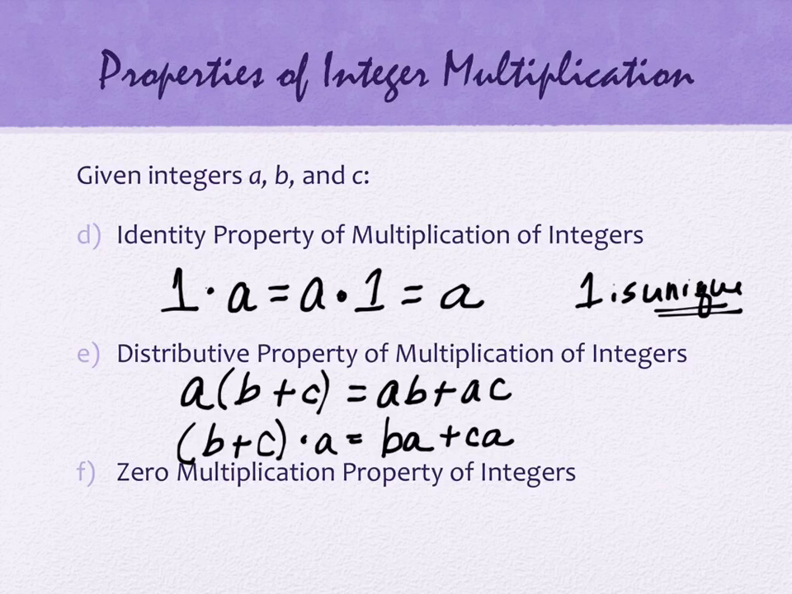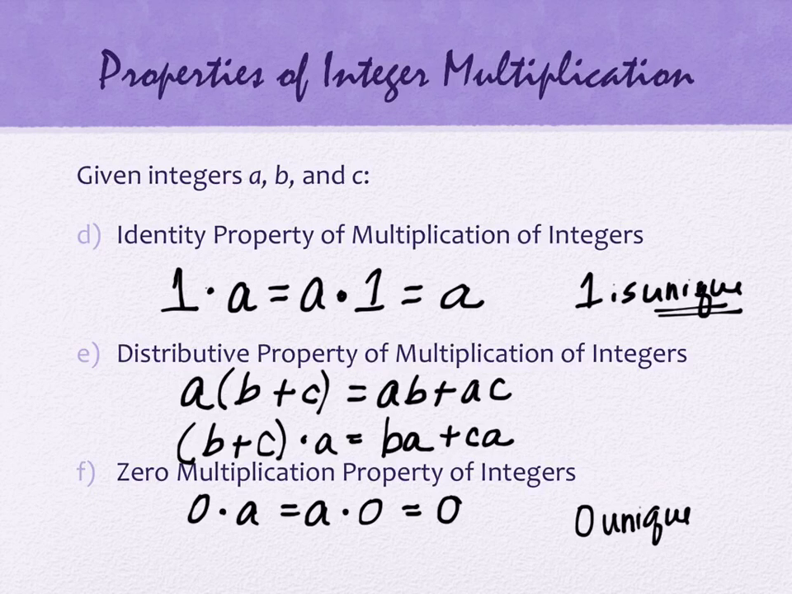And the last one we've seen before, what is the zero multiplication property? You multiply by 0, you get 0. So 0 times A is equal to A times 0. That almost looks like the identity property, but you don't get back the A that you started with, right? You get back 0 instead. Yeah. And 0 is unique. It is a unique value to do this. There's not any other numbers that have that property.